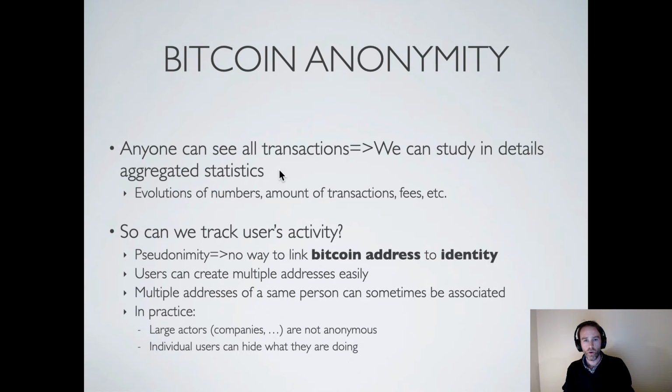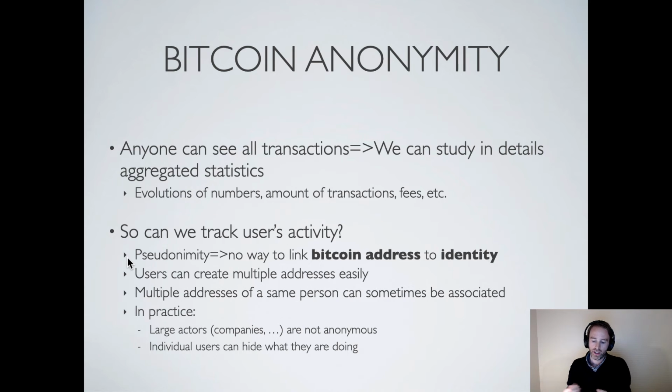Well, anyone can see all the transactions, so we can study in detail all the aggregated statistics. That is true. So how many transactions per day? What are the amounts, the average amount of a transaction, and these kinds of things. But we cannot necessarily track what individuals are doing. Why? For two reasons. The first one is that there is a pseudonymity, which means that people do not use their names, or they don't have to give their identity. They can just create an address, and this address is just a sequence of numbers. You can see a transaction between a sequence of numbers and other sequences of numbers, but you don't know who is behind the sequences of numbers. So that's the first point.